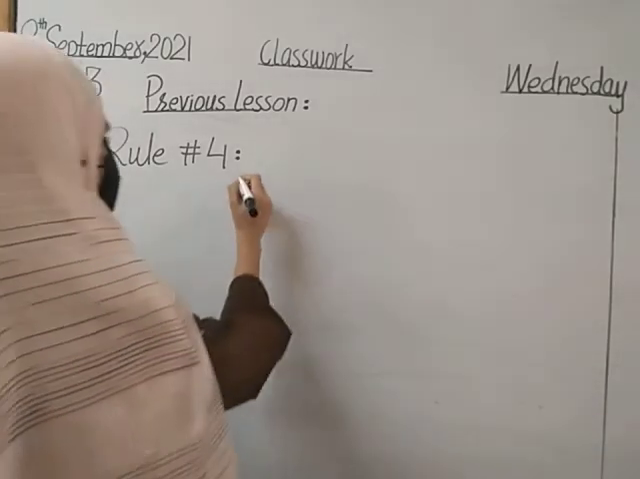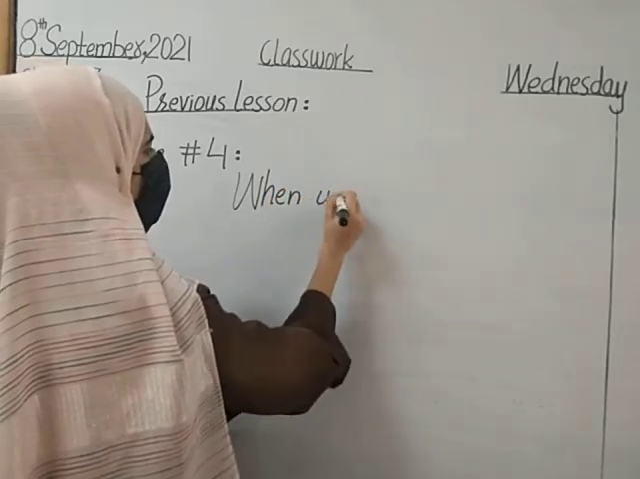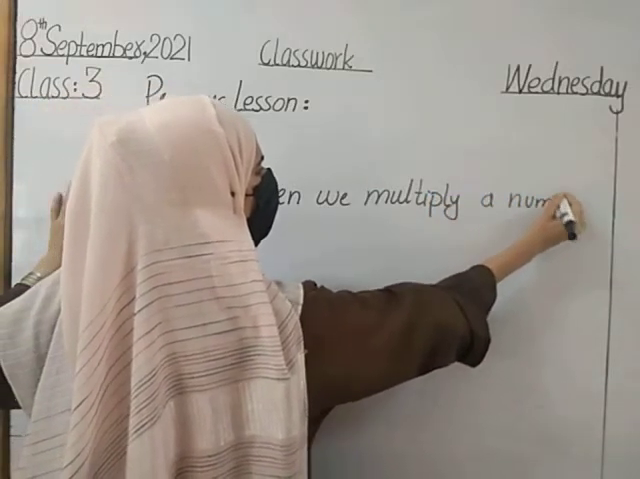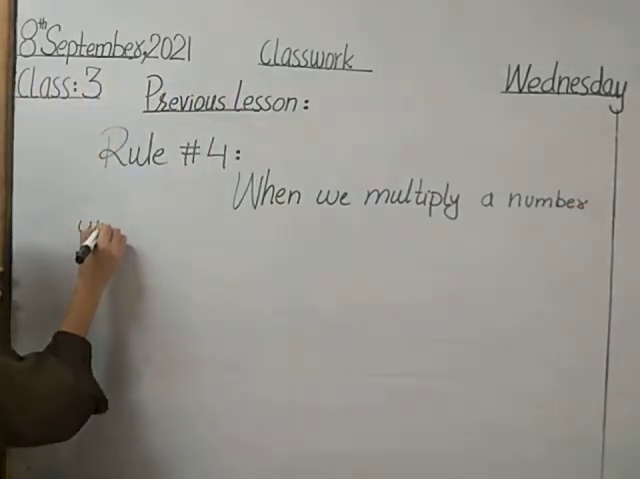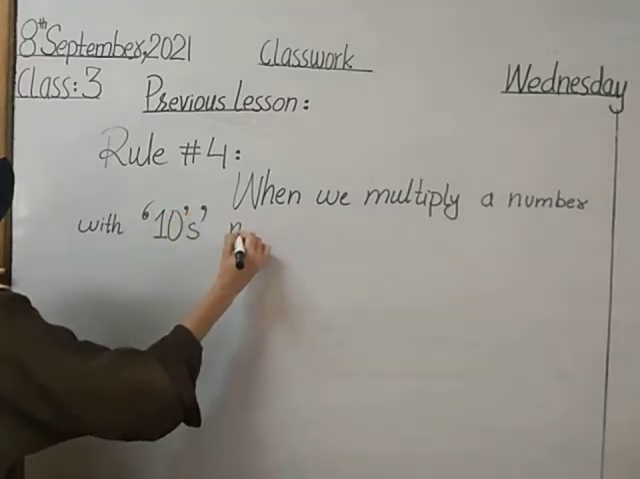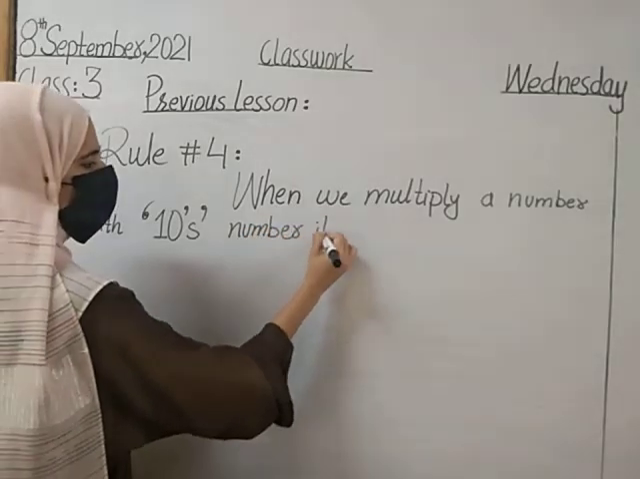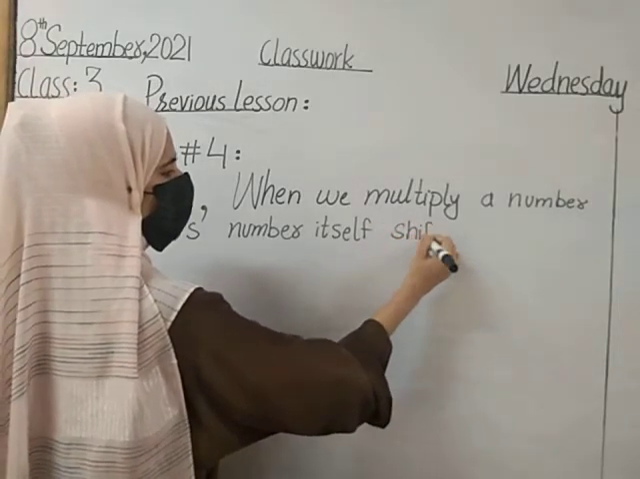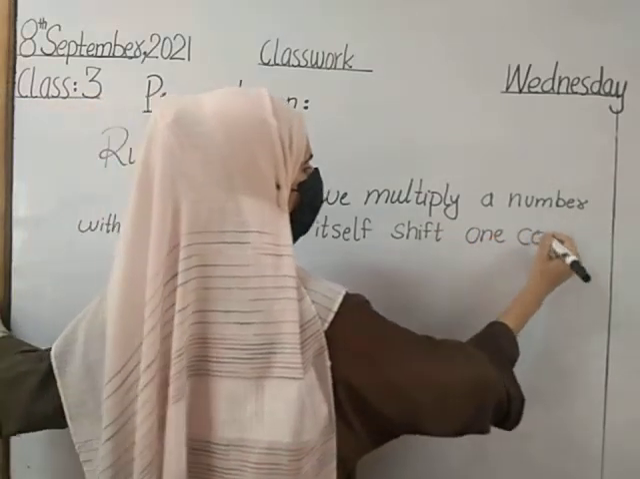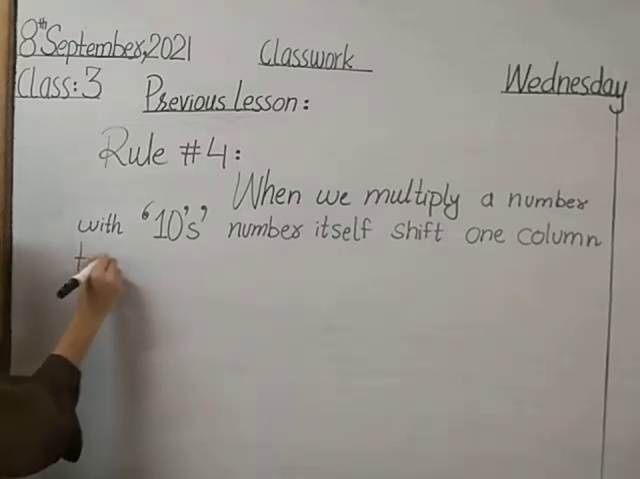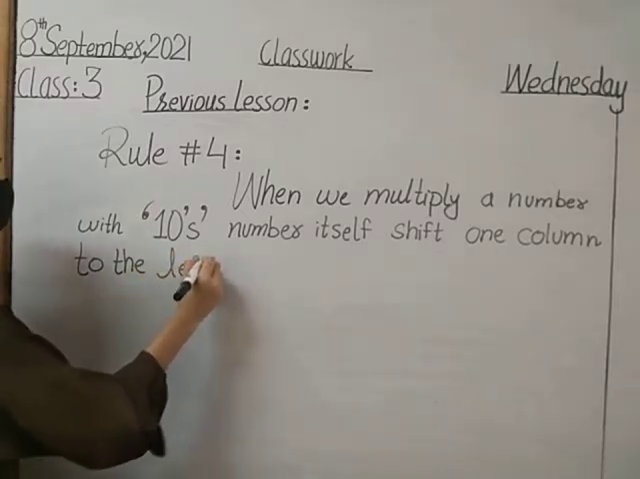For example, rule number 4 is: when we multiply a number with tens, the number itself shifts one column to the left side.